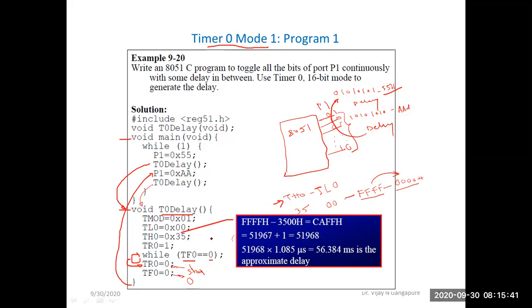So that time delay that will get generated, its value is actually not asked in the statement, so we are randomly generating a time delay between toggling of the port 1 pins. Okay, the same time delay we are calling here, and it will generate a certain time delay, and that amount of time delay depends on what initial value you have loaded into TL0 and TH0. The delay offered by this timer 0 we can calculate by using this formula, that is FFFFh minus 3500h.